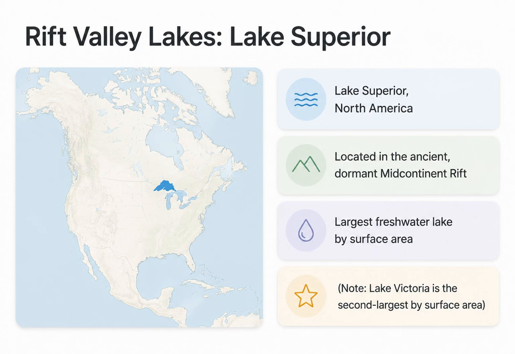Not all rift lakes are in currently active rift zones. Take Lake Superior in North America, for instance. It is the largest freshwater lake in the world by surface area, and it lies within the ancient and now dormant mid-continent rift. As a quick side note, the world's second largest freshwater lake by surface area is Lake Victoria, which is also associated with the tectonic activity in East Africa, sitting between the two main branches of the East African Rift.